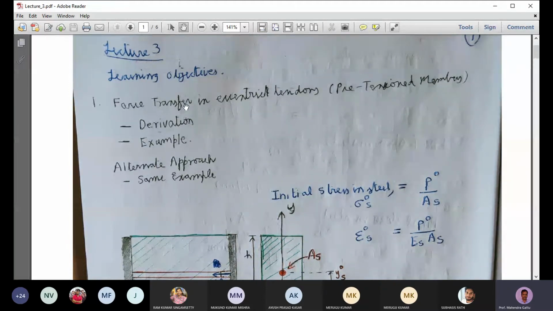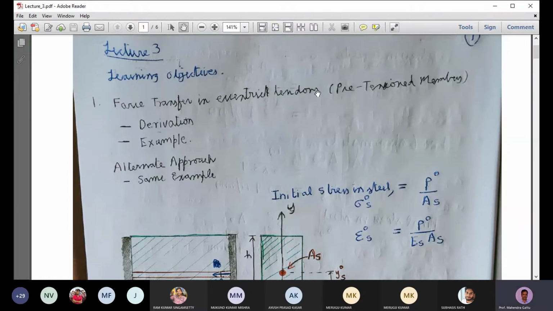So we will be discussing force transfer in eccentric tendons for pre-tension members. First, I'll go through the derivation. This is the derivation I have at this point of time. Maybe after today or tomorrow, that derivation can be simplified further. So for now, let's have this derivation.